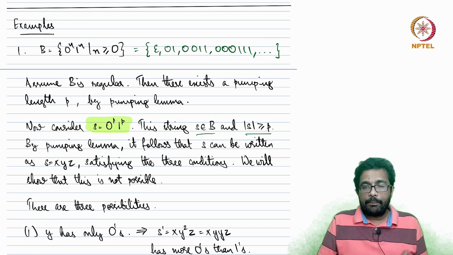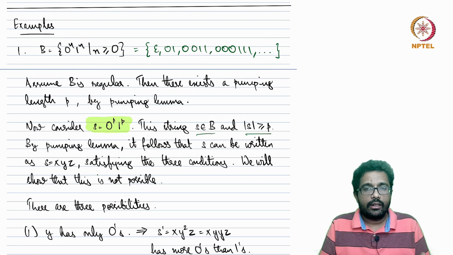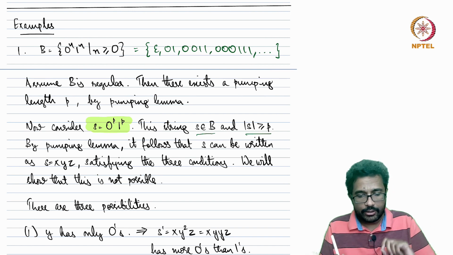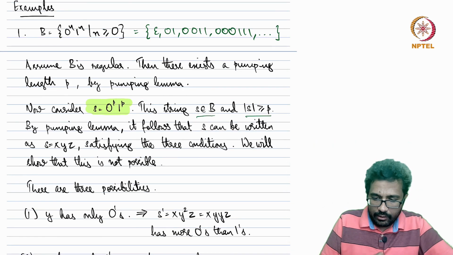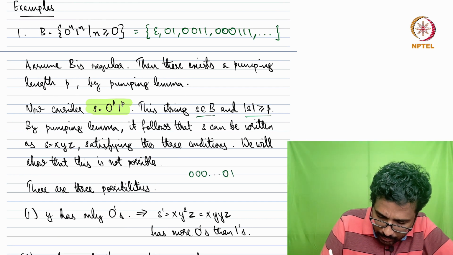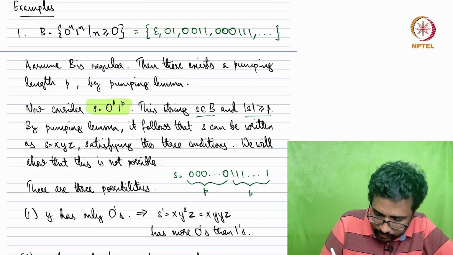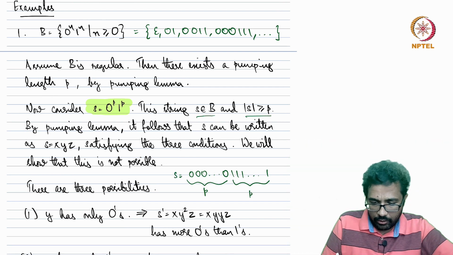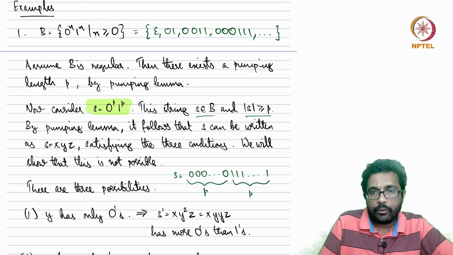Now, pumping lemma says that since this string is in the language and since we assume that the language is regular, we can split this into x, y, z satisfying the three conditions. Now, we will show that it is not possible. So, let us see why. What is S? S is p zeros followed by p ones. This is S. Now, if we split into x, y, z, there is x followed by y followed by z.